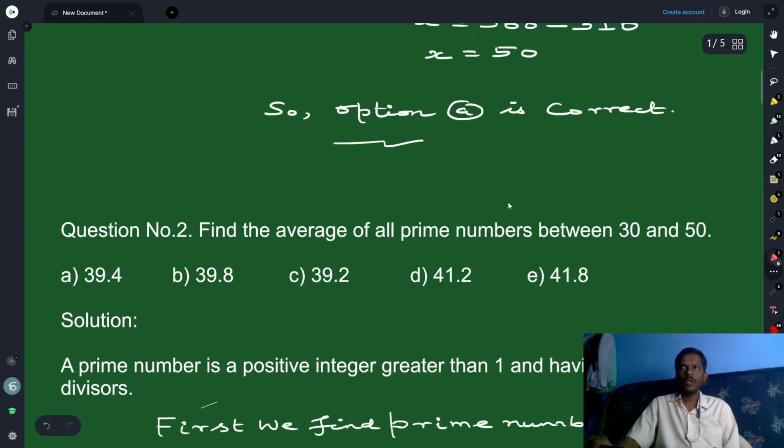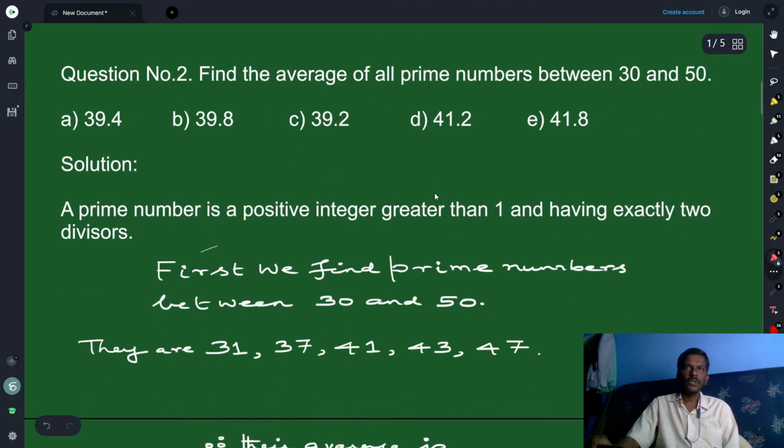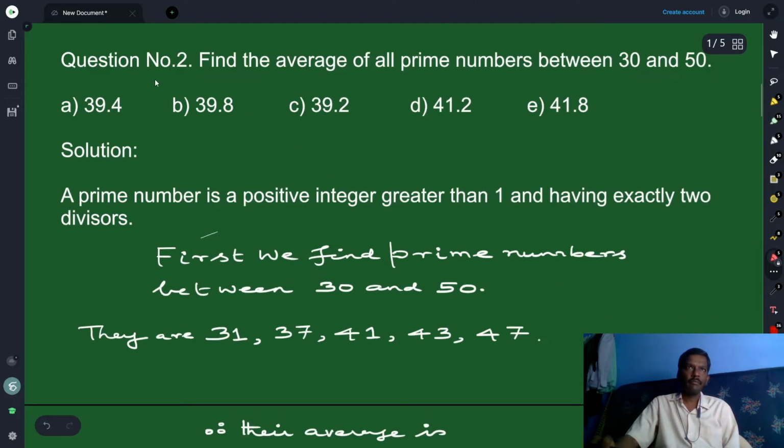Now we move on to problem number 2, which is: find the average of all prime numbers between 30 and 50. The options are given. A is 39.4, B is 39.8, C is 39.2, D is 41.2 and E is 41.8. Before finding the average of prime numbers, first we have to find all the prime numbers between 30 and 50.